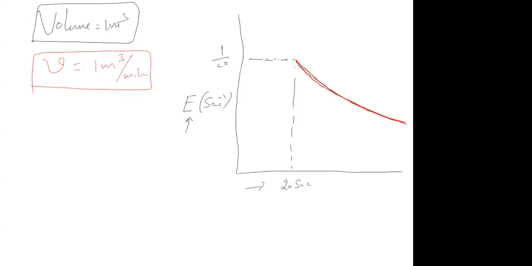So PFR followed by CSTR. What is the volume of PFR? What is the volume of CSTR? The last point is to find the combination of ideal reactors which represents the reaction vessel.